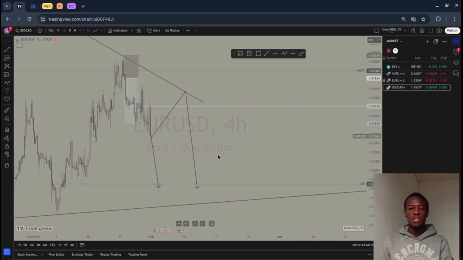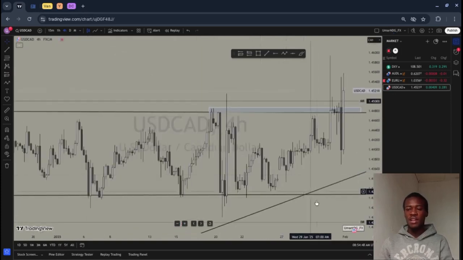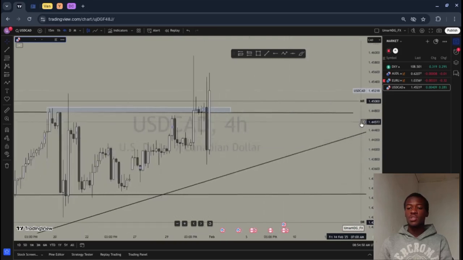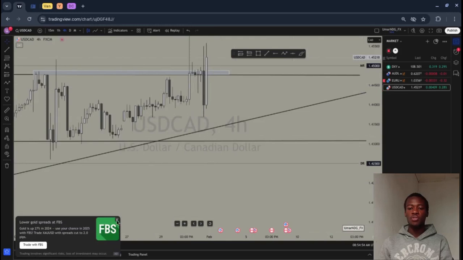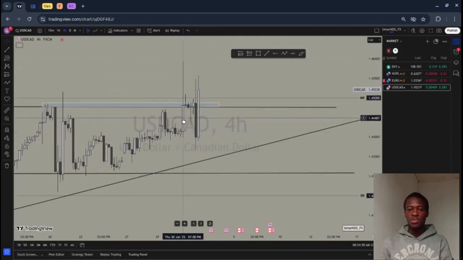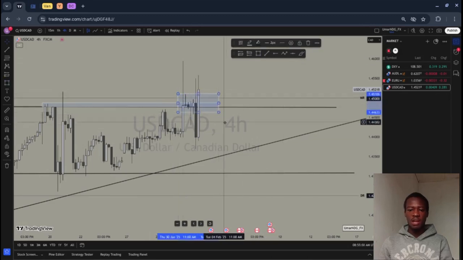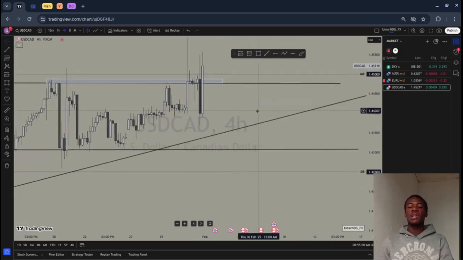So let's see what the USD CAD is saying. The AUD USD is the one that is giving us an inverse. On USD CAD, I saw the market went to my point of entry, but I didn't take the trade. Why? Because of this candle that I saw. It was news, and the market was doing something that I didn't want to involve myself in. So I just decided to stay aside.